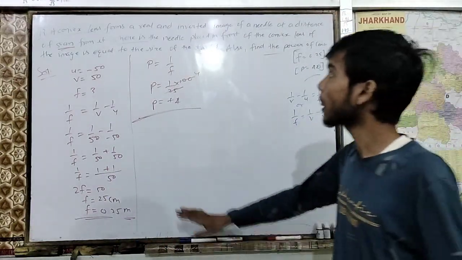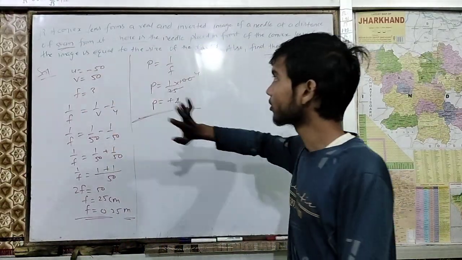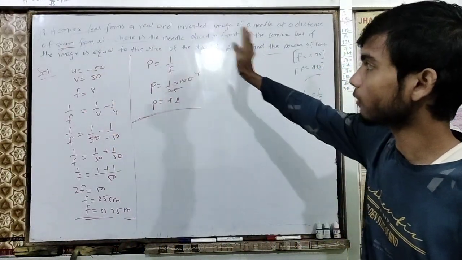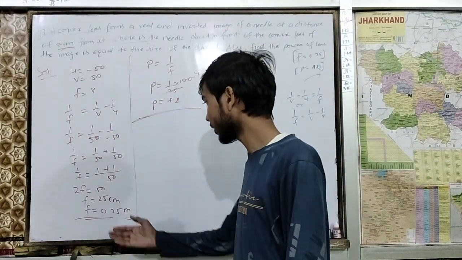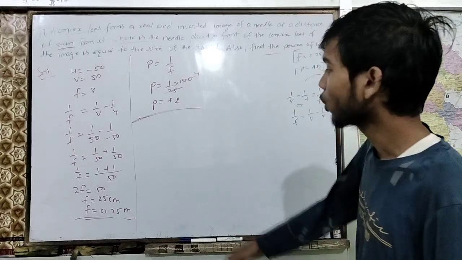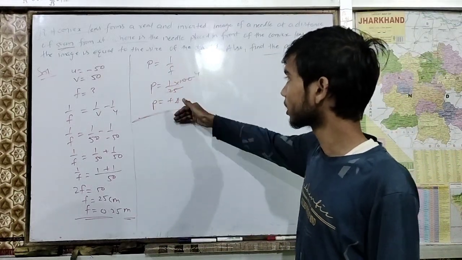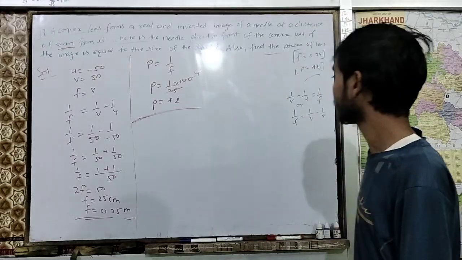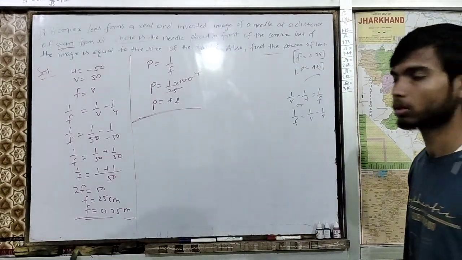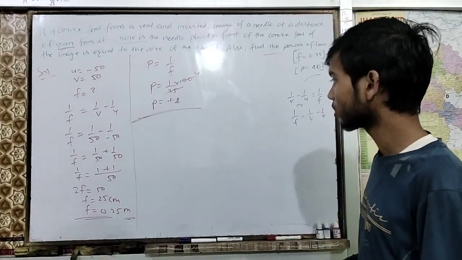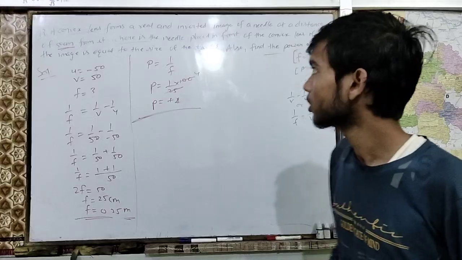Here you can see u is minus 50 centimeter and v is also 50 centimeter. From this we got f, and f came as 0.25. From this we were able to find the power of the lens, and P came as plus 4. So here is our final answer.